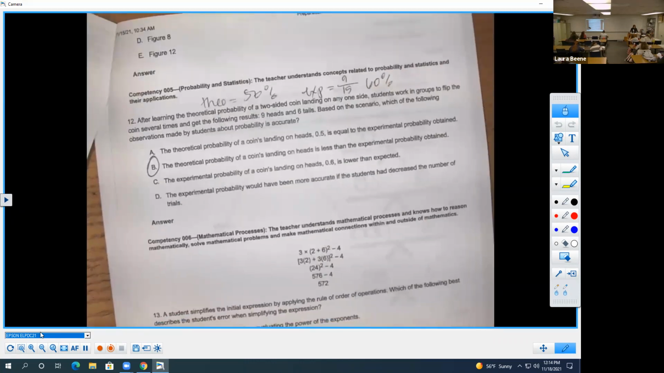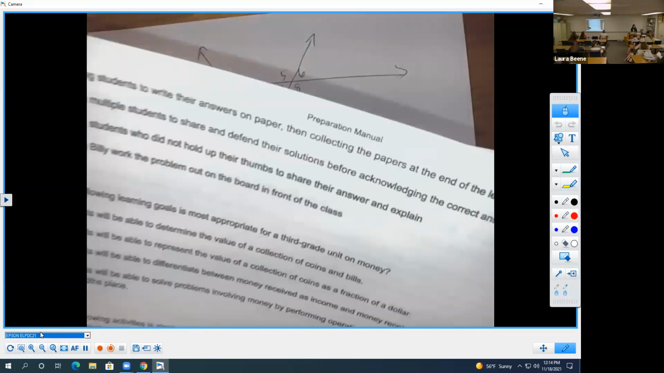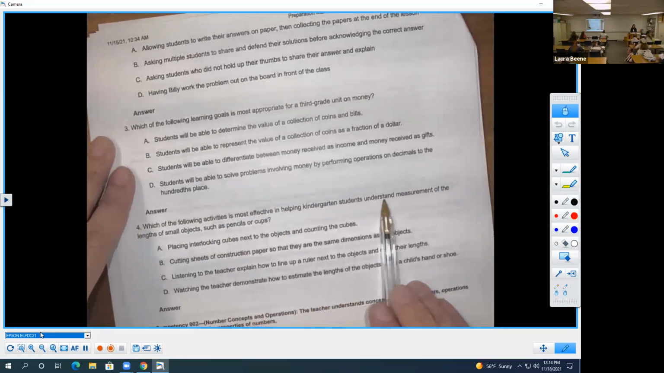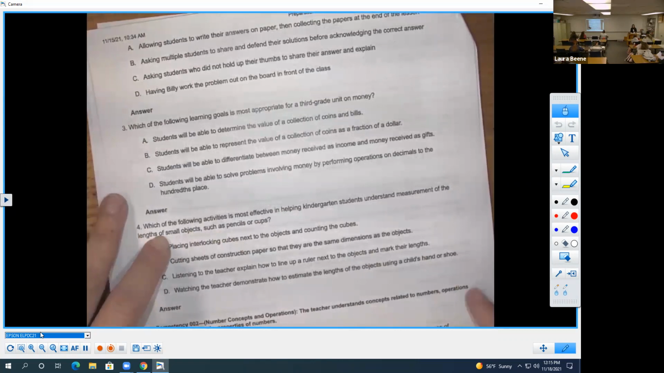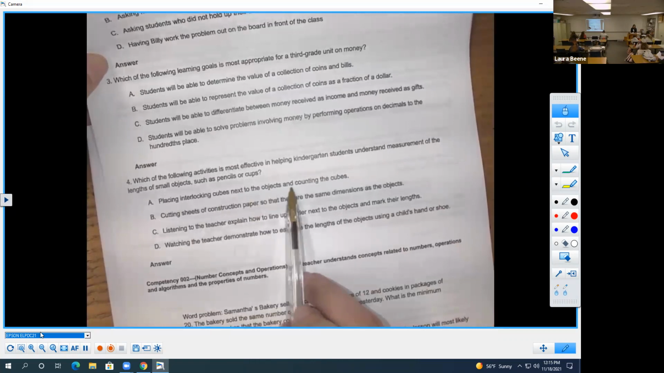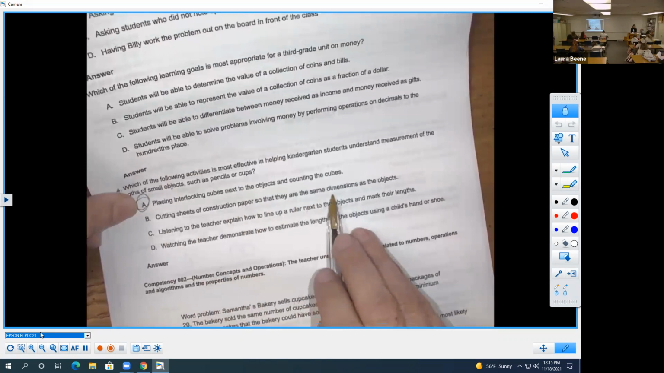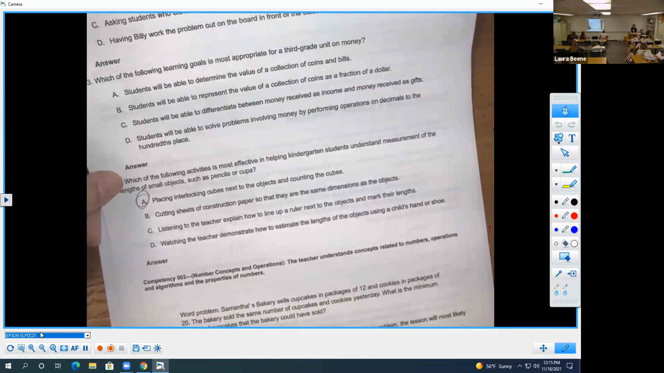Another problem that we've gone over here in a different form is, oh, number 4. Which of the following activities is most effective in helping kindergarten students understand measurement of lengths of small objects such as pencils or cups? Would it be getting out a ruler and measuring with a ruler for kindergartners? No. Placing interlocking cubes next to the objects and counting the cubes? Yeah, probably. Cutting sheets of construction paper so they're the same dimensions as the objects? Does that help you measure it? No, it's just a replication of the object.